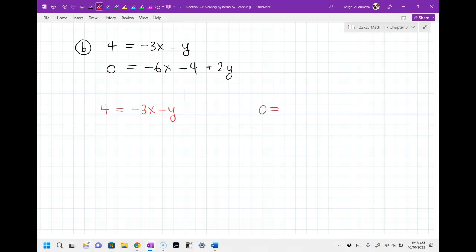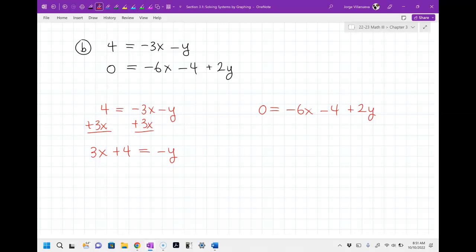The other one, I'm just putting them side by side so I can do work for both of them. All right, so I'm working on them side by side. If I want to solve for y on the left equation, what I'm going to do is add 3x to both sides first. And this gives me 3x plus 4 equals negative y.